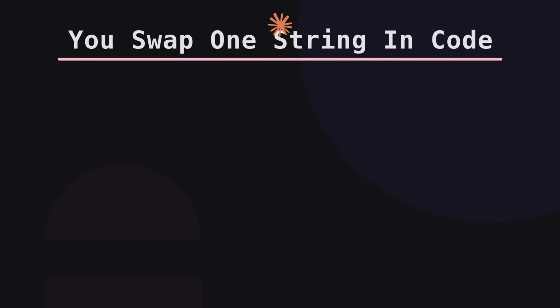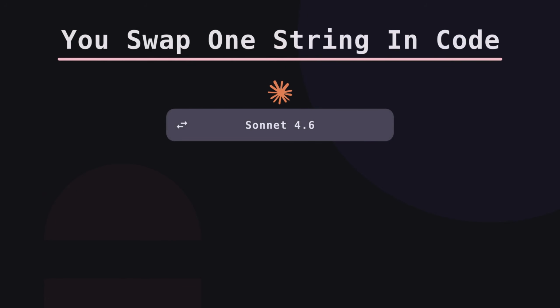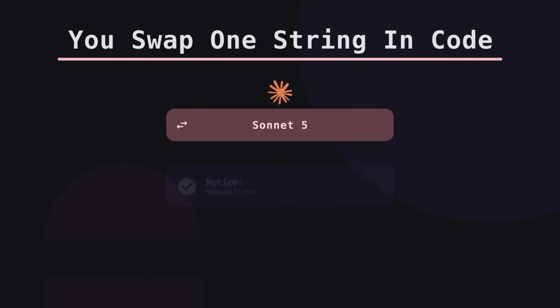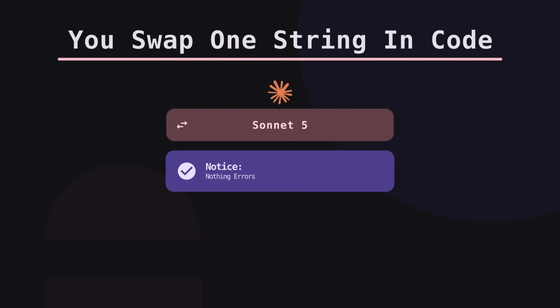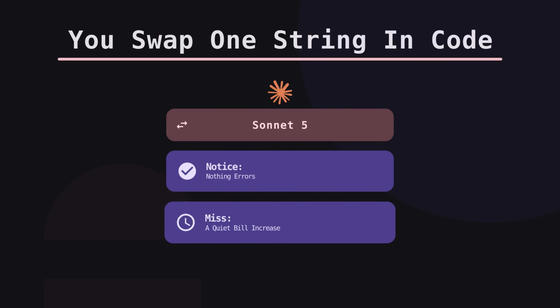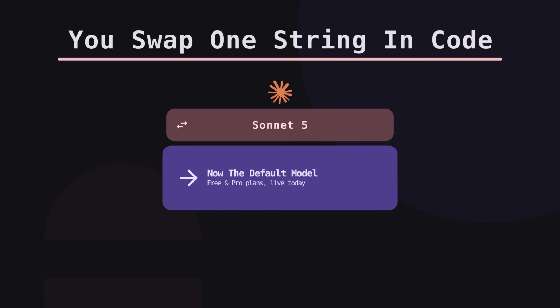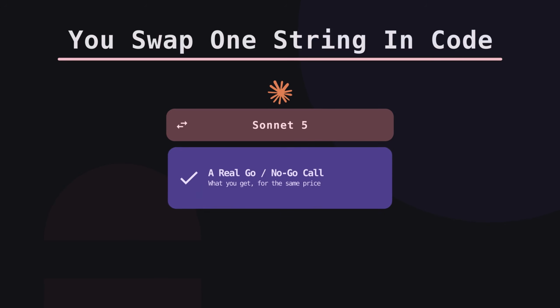Anthropic has just released a new model, Sonnet 4.6, now becomes Sonnet 5. Nothing errors, but your bill quietly rises, and most people won't notice it for a month. Sonnet 5 went live as the new default on Claude's free and pro plans. So if you're running on 4.6, this isn't a no-brainer upgrade, but it isn't a clear trap either. You have to make the call to switch to the new default or stay on the old one.